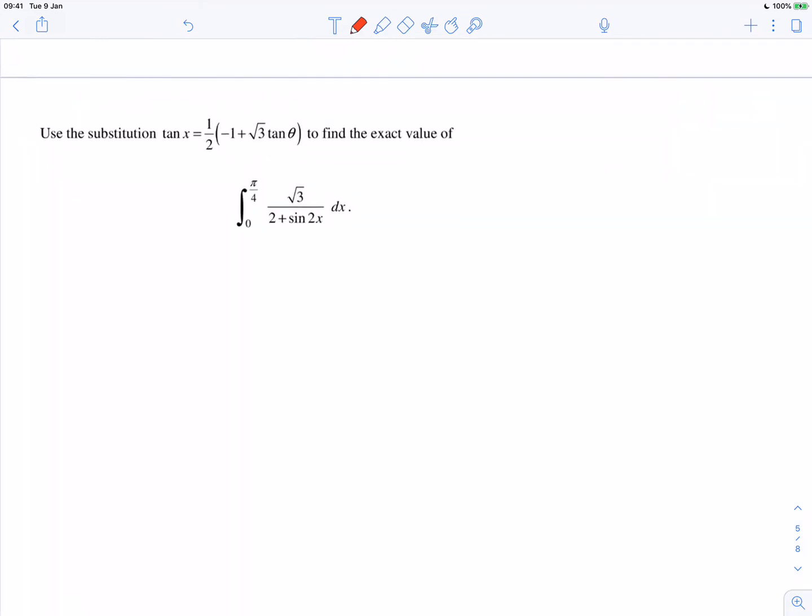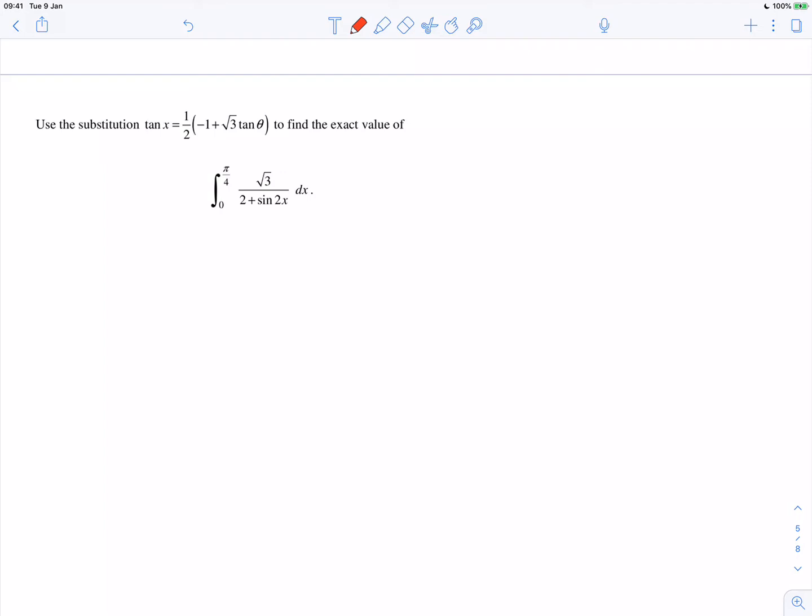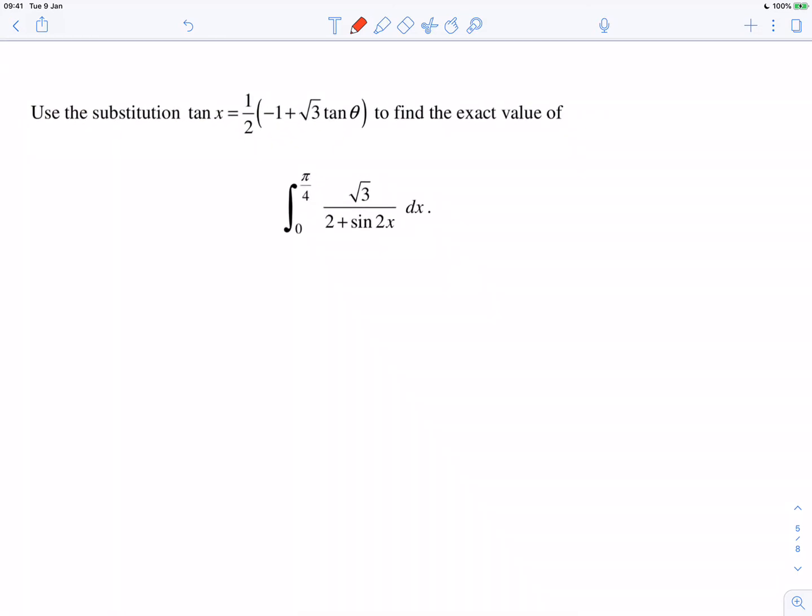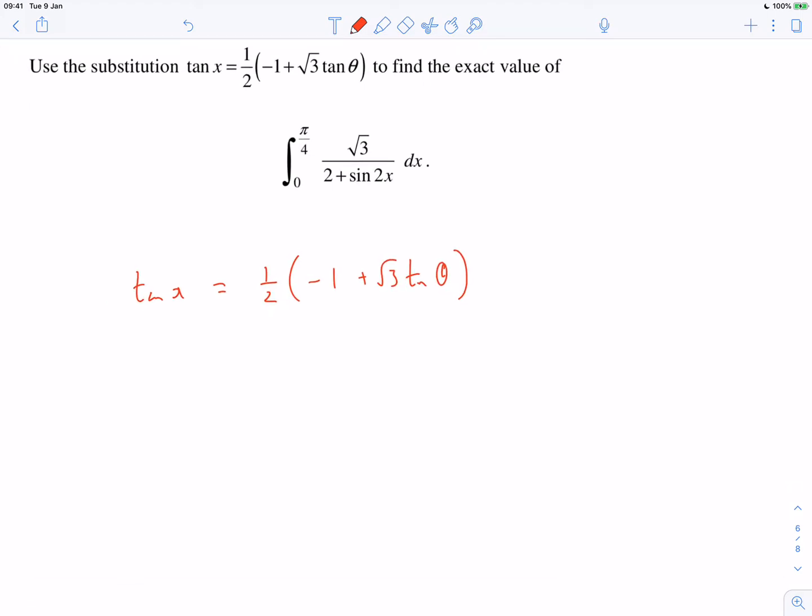Right. Oh, nice, integration by substitution. If you want to pause the video, give it a go yourself. Okay, use the substitution tan of x equals half of minus 1 plus root 3 tan theta to find the exact value of that. Okay, so if tan of x equals 1/2 of minus 1 plus root 3 tan of theta, then let's think about this. Let's differentiate both sides with respect to theta. Tan of x will become sec squared x dx, and this thing will become, well, a half of minus 1 will just disappear. Then half of root 3 tan theta will become root 3 over 2 sec squared theta d theta.